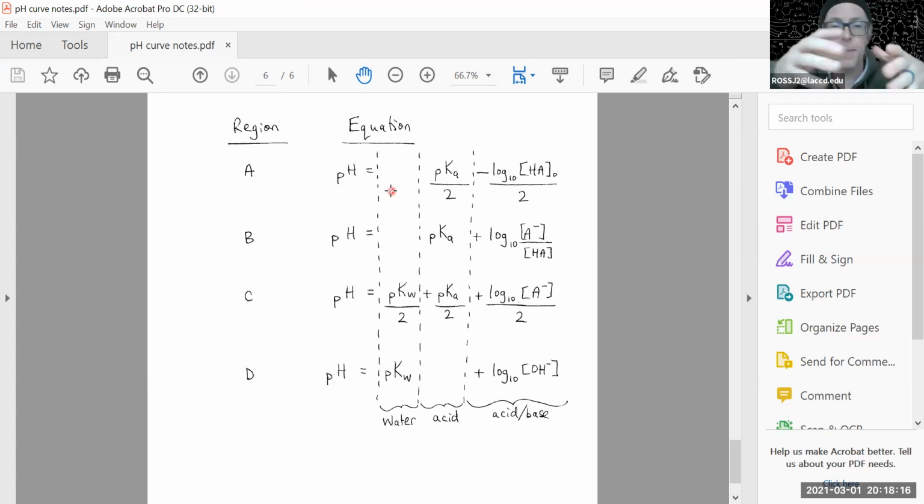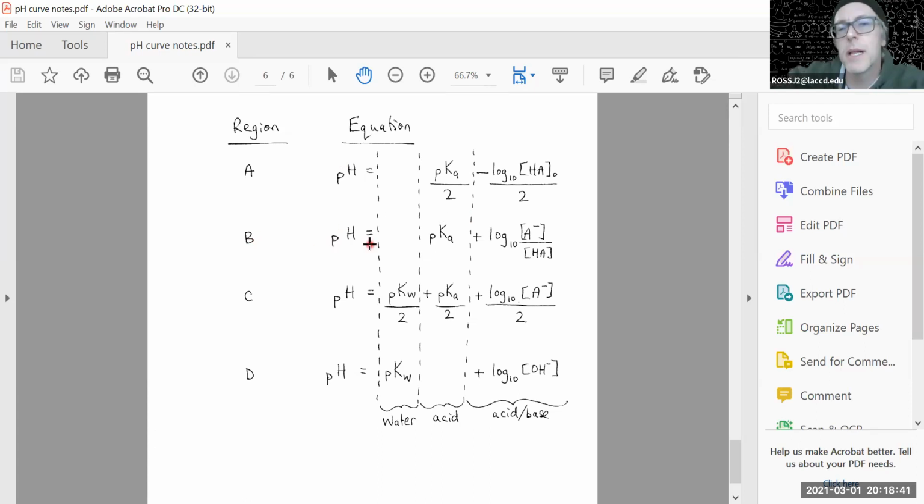We are in an Erlenmeyer flask full of acid though, so it totally makes sense that we have acid terms. We've essentially added no base because we're right at the beginning of our titration. We haven't really added any base yet. So it makes sense that we are dominated by acid terms exclusively. Okay, so that kind of makes sense.